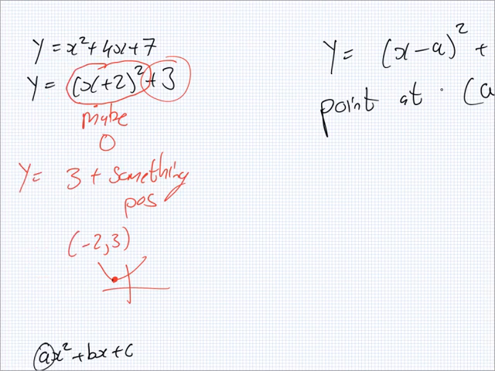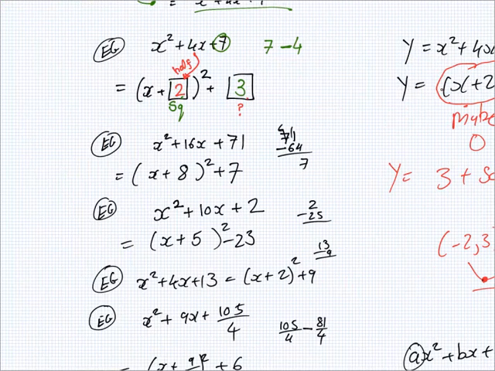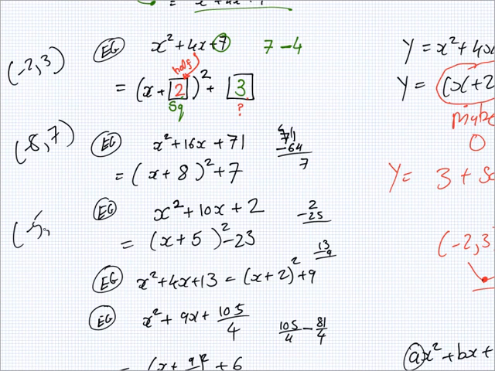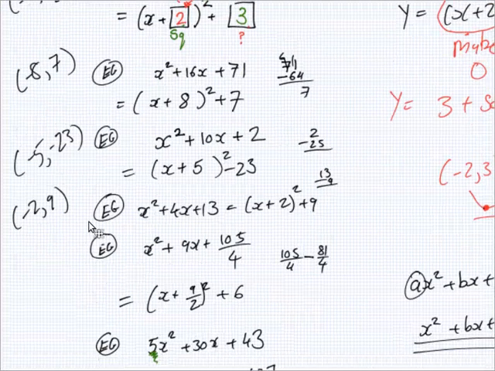So let's just run through these together. So this one here, the vertex is at minus 2, 3. Where's the vertex here? Minus 8, 7. Here? Yeah. And here? Minus 2, 9. Here?